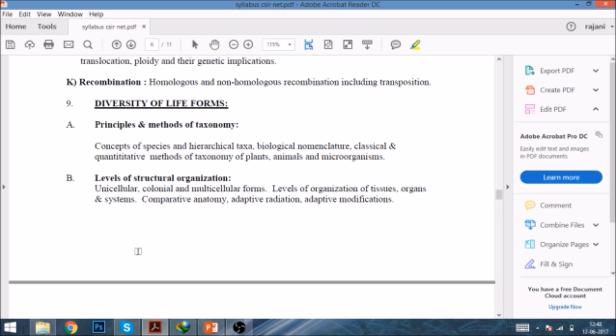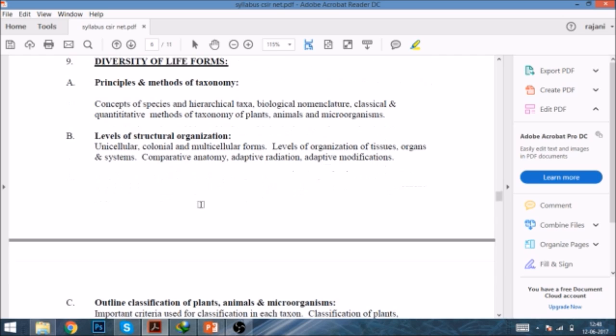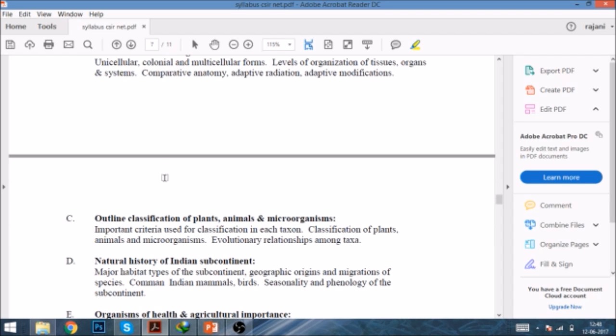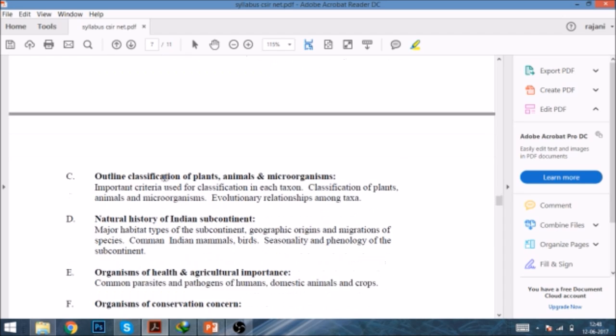The principles and methods of taxonomy. I prefer you use NCERT books to revise the classification of both plants and animals, because questions are definitely asked from this unit, and I basically prefer the +2 NCERT books to revise this chapter.